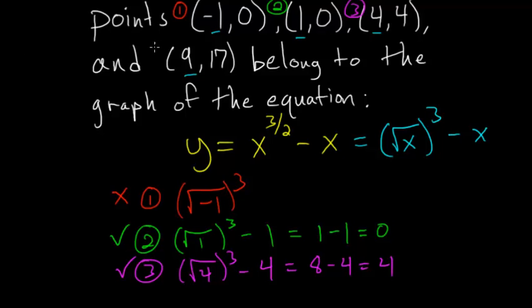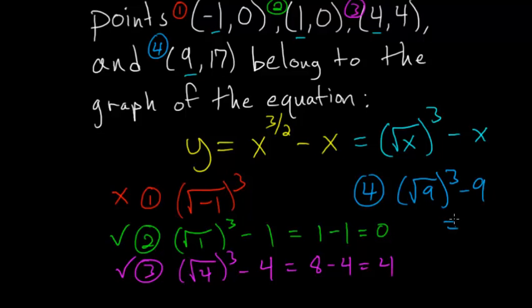And now let's look at this fourth point here. Putting in 9 into this function, we have the square root of 9 cubed minus 9. The square root of 9 is 3, and 3 cubed is 27. Subtracting 9 from that, we get 18. We were looking for 17, so this one isn't right.